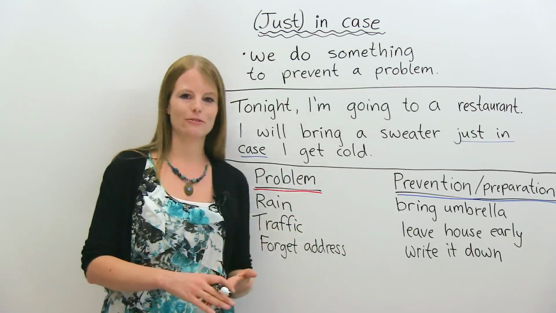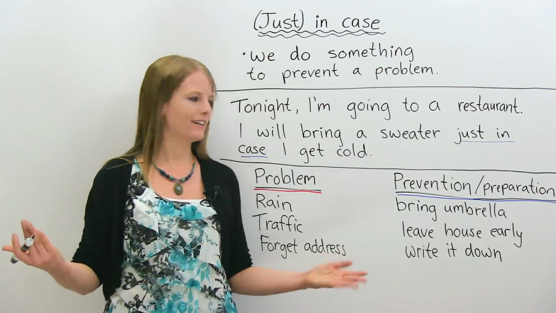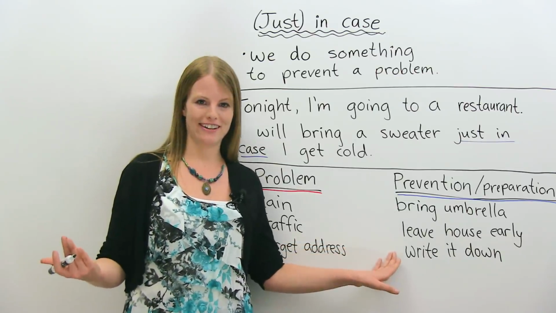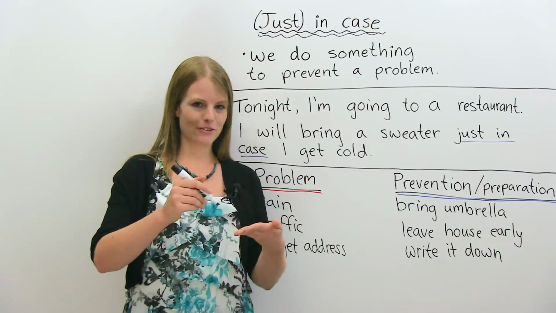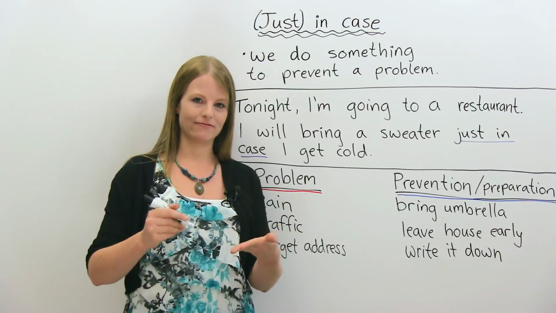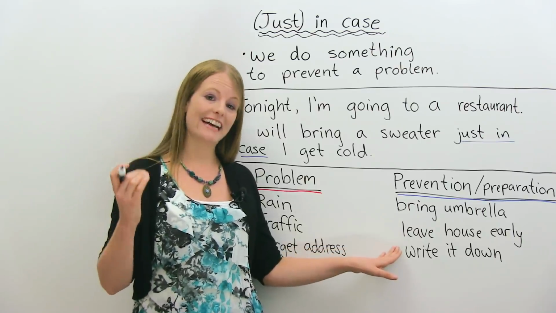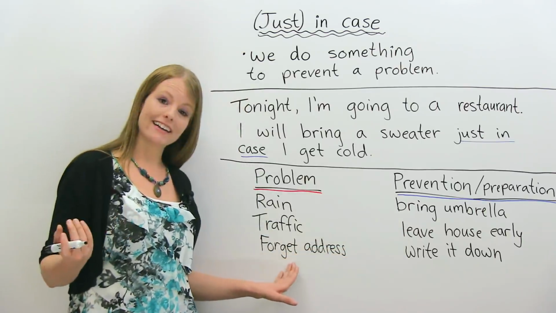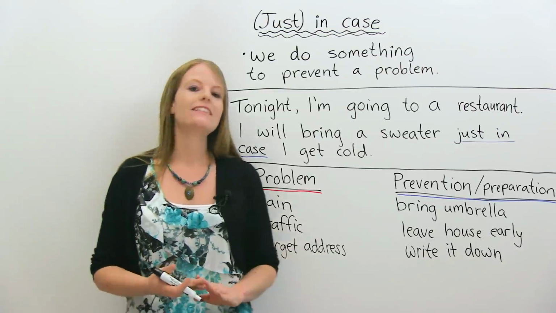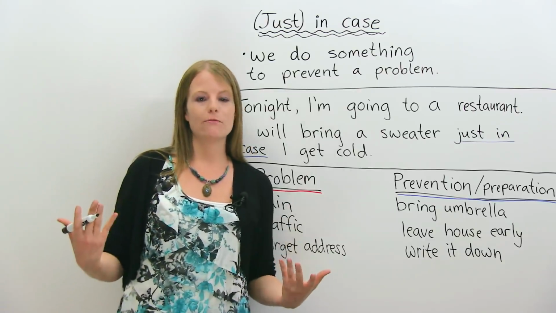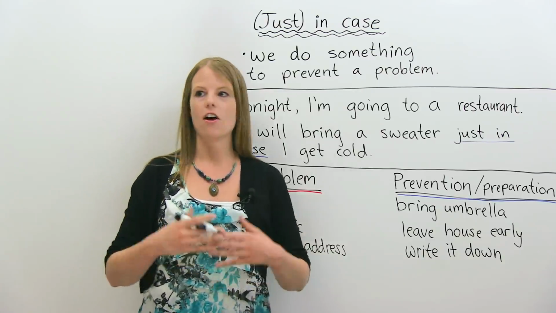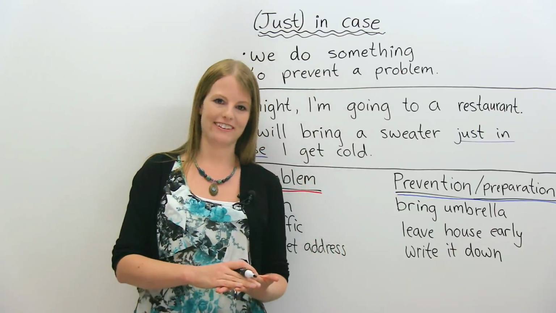So what do you do to prevent this problem? Well, you write down their address, okay? On a piece of paper, your friend tells you their address, you write it down. Why do you write it down? You write down their address just in case you forget it, okay? You forget their address. So I've just given you some examples of where we would use just in case. There are a lot of examples for just in case.